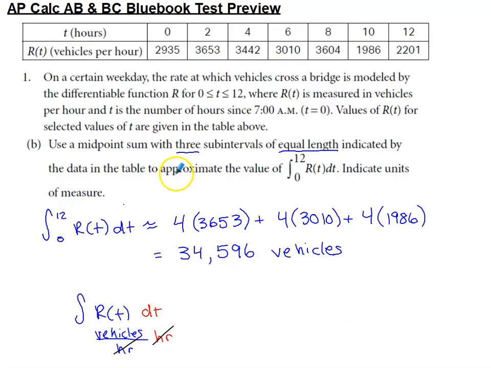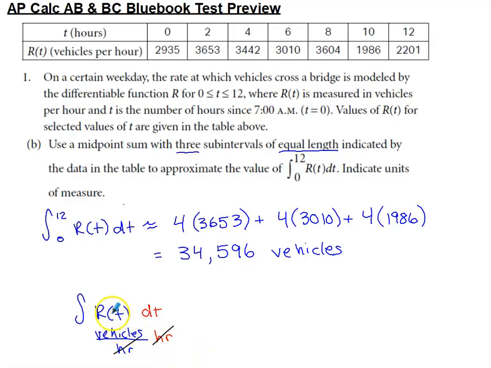Part B, also very typical of what you normally are asked to do when a problem presents a table of values. We're asked to use a midpoint Riemann sum, 3 subintervals of equal length, indicated by the data in the table to approximate the value of this definite integral. We're also asked to indicate units of measure. Let's talk about units of measure first.